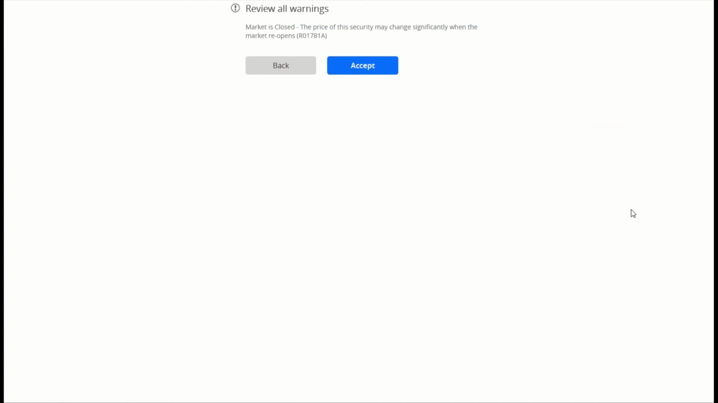Okay, market is closed. The price of this security may change significantly when the market reopens. So basically it's taking us to the next page to put in the order. If I click on accept, the order would go through. Now I'm not going to click accept because I don't want to buy a share of Apple at the moment. So I will click on back.